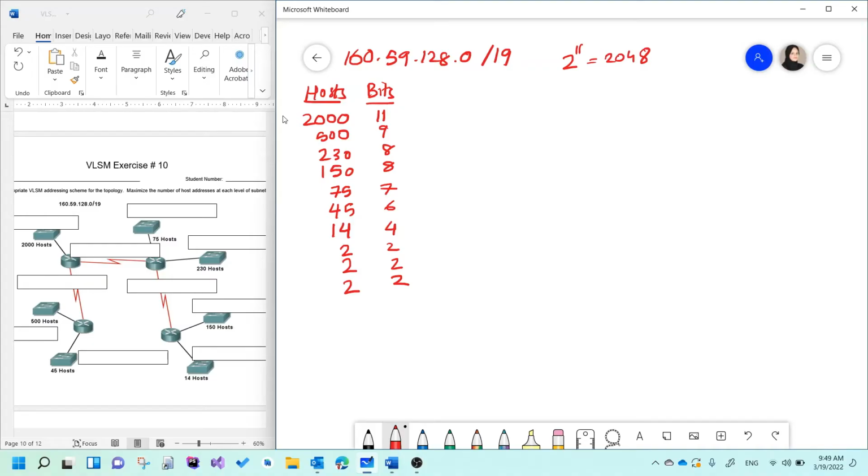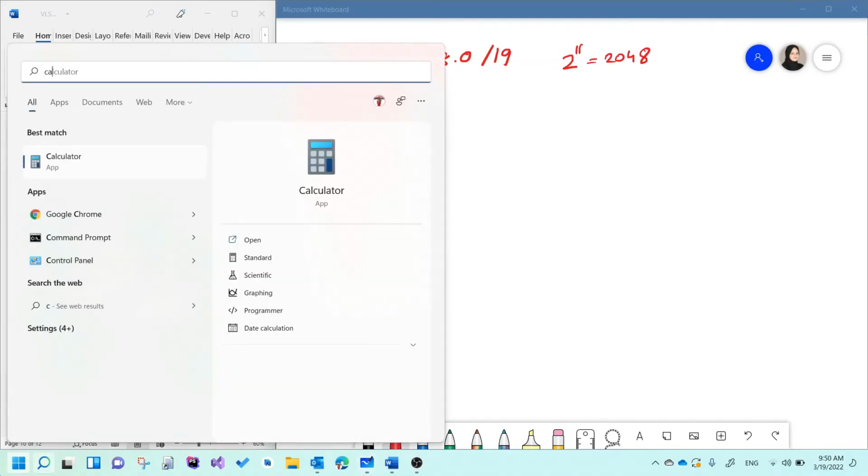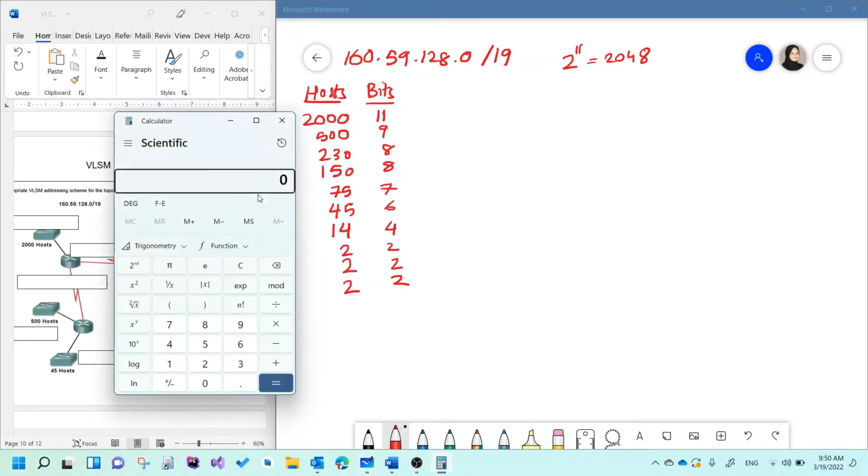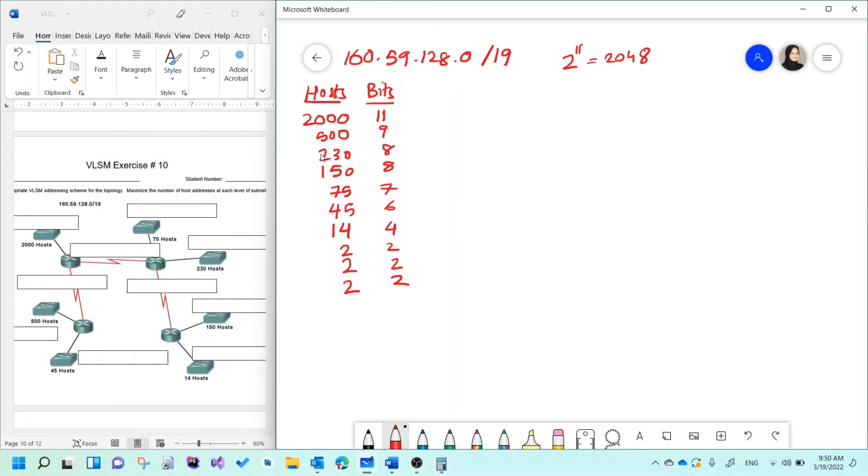Okay, if I can show you, there is one way you can do it. You can just open the calculator, and if you pick the scientific side, you can just write 2 and press on this button, and then just keep changing the numbers. So in this case, if you use 11, it will give you 2048, which is close to the number 2000. So that's your bits.